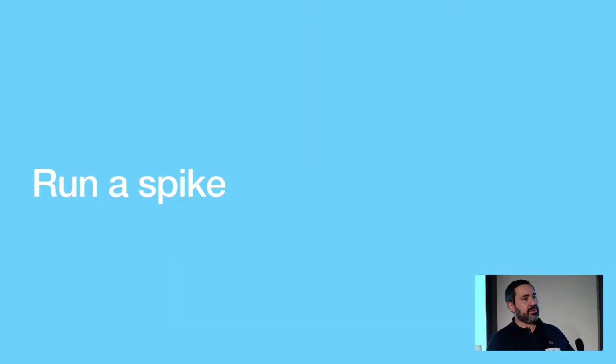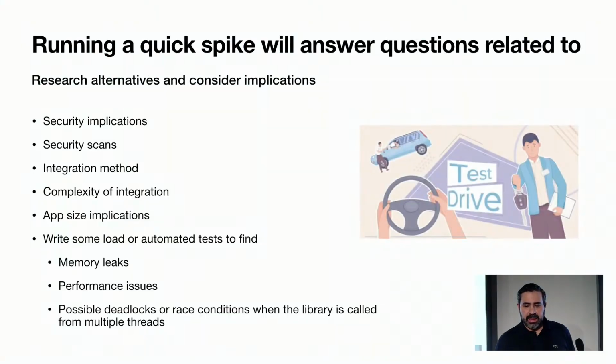Okay, so once we have cleared out all the questions in terms of selecting the alternatives, we want to go now into running a bit of a spike. That's what I sort of call the test drive. So that gives you a more concrete idea, right? Like if they're telling the truth, if it integrates well. So you can look into security implications, maybe do scans. Some companies have a proper security scan as part of the CI/CD, so you can just create a quick branch, open a quick PR, and it will just give you a report. What's the integration method? Just try it.